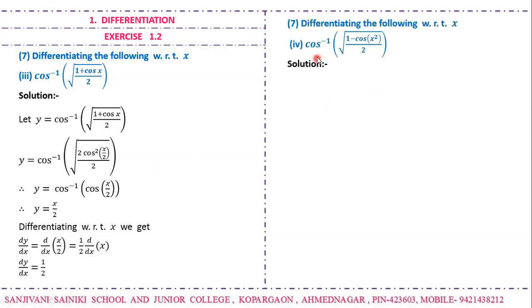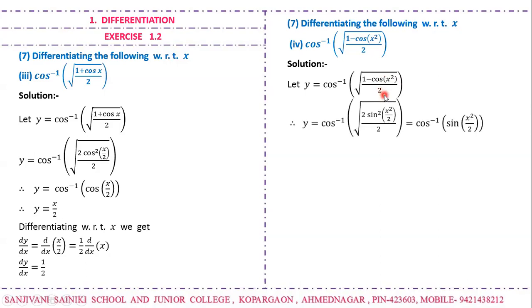Next example, cos inverse of square root of (1 minus cos x) upon 2. Again the same formula. Here 1 plus cos 2 theta is 2 cos square theta, and 1 minus cos 2 theta is 2 sin square theta. So 1 minus cos x is 2 sin square x by 2. So x square upon 2. Again 2 cancel, square root and this square will cancel. What do you get? Cos inverse of sin x by 2. And here I will use the allied angle formula, cos of 90 minus theta is sin theta. So these 2 cancel to each other and you get pi by 2 minus x by 2.